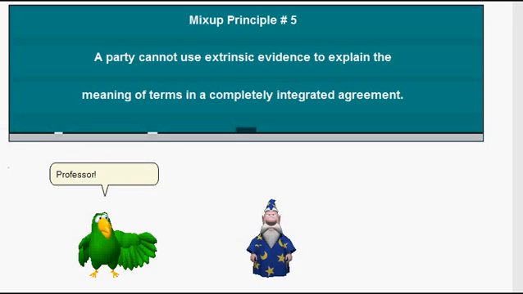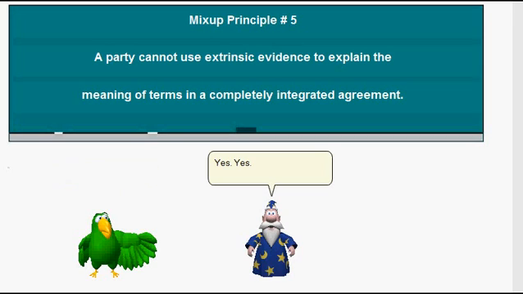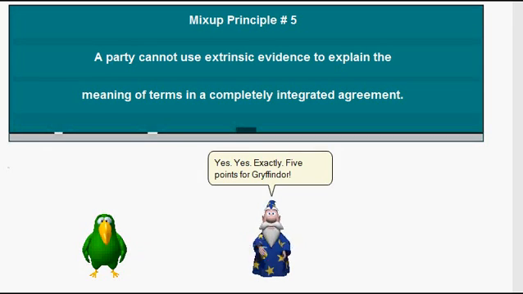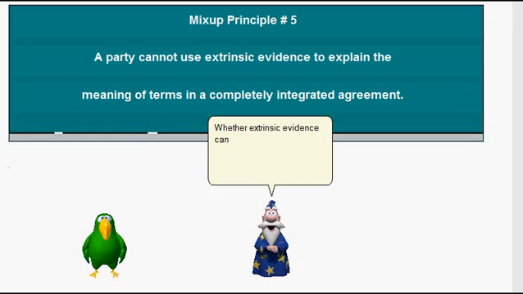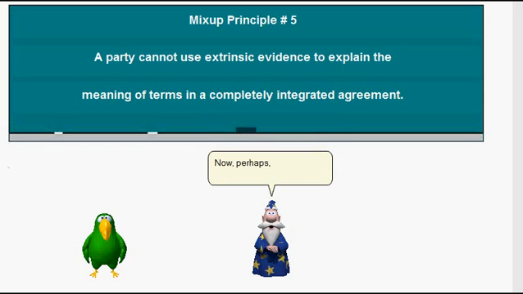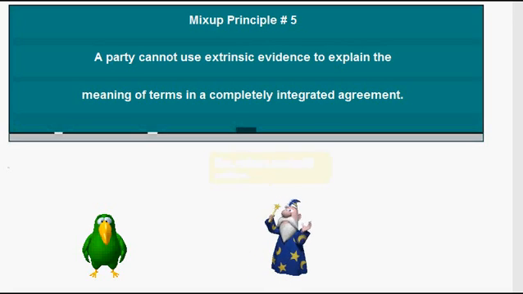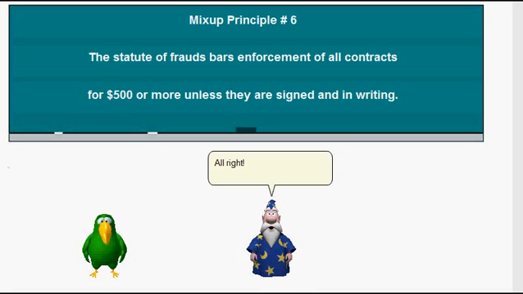Professor! Yes, exactly. 5 points for Gryffindor. I mean, Petey, you are correct again. I have confused the two parallel evidence rules. Whether extrinsic evidence can explain the meaning of terms does not depend on the integration's completeness. Now, perhaps we should continue. All right. We are moving along now.